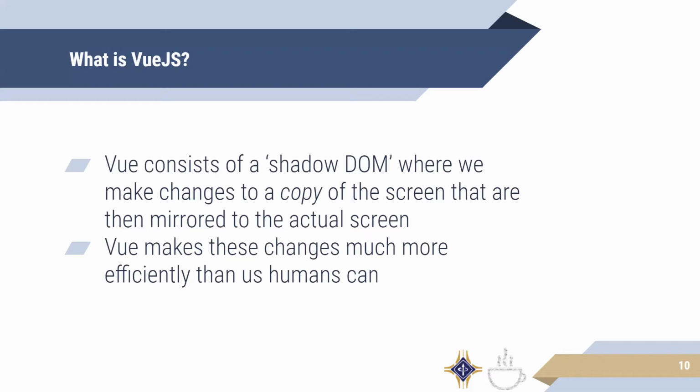The main reason why it does this is because those changes can be made by Vue's algorithm significantly faster and more efficiently than humans like us could possibly make those changes. And so it allows you to modify things much more quickly and with fewer lines of code than you would normally have to using the regular plain JavaScript we learned last week.